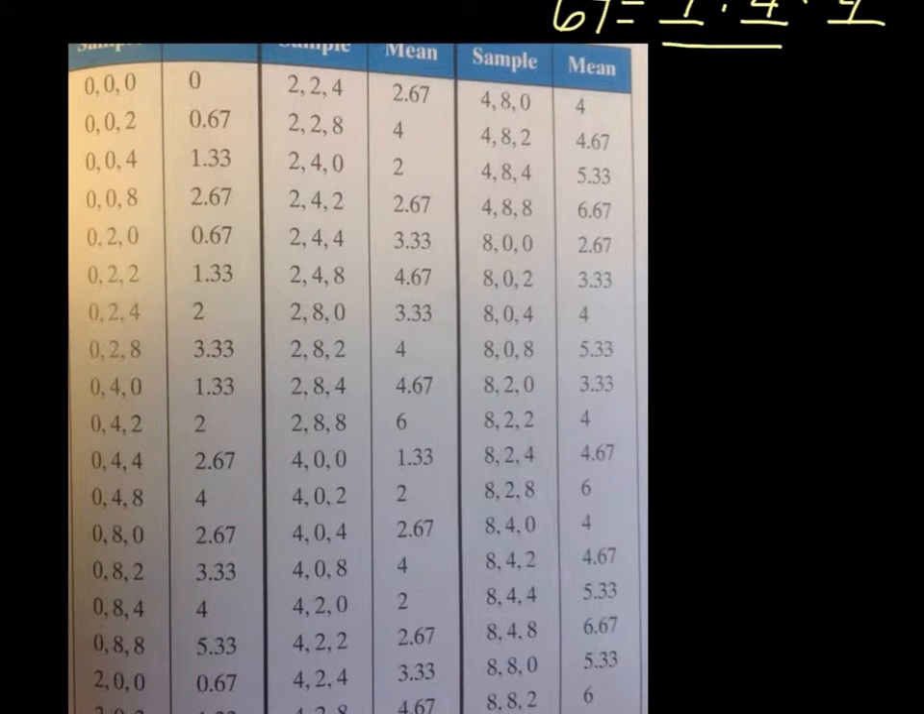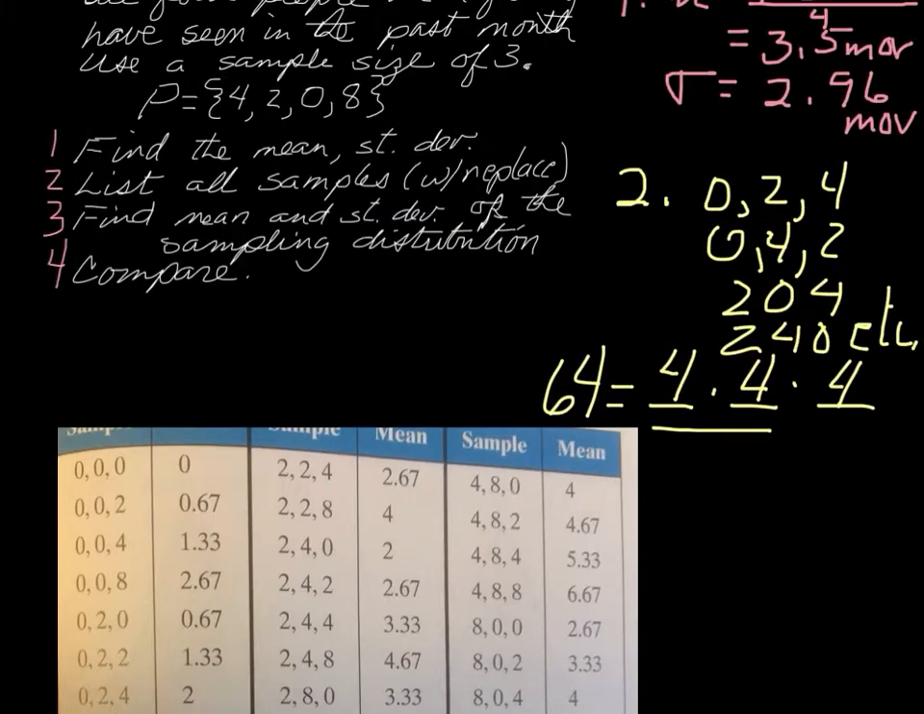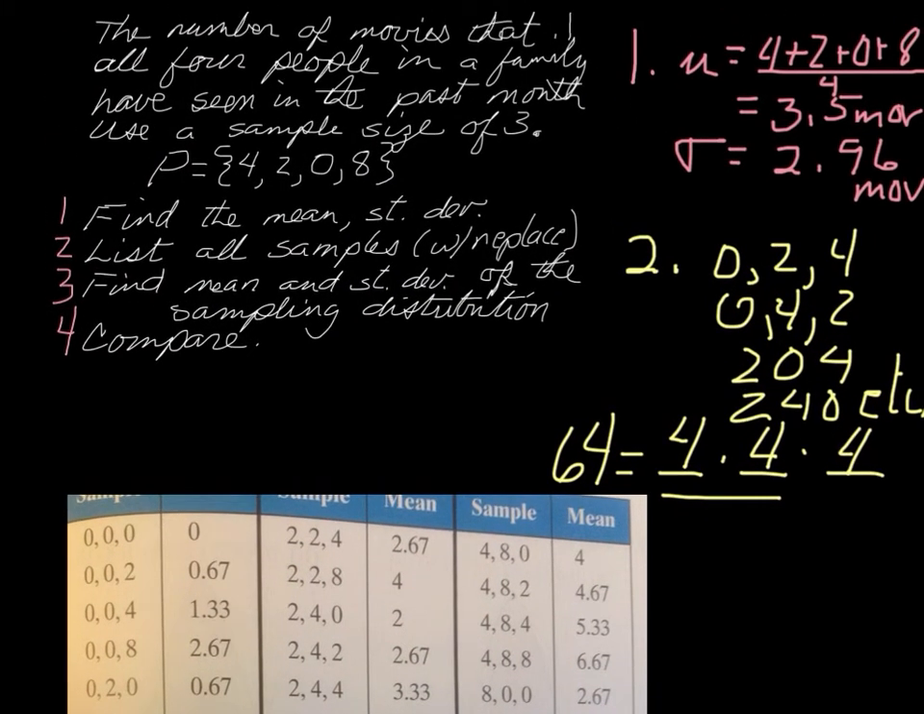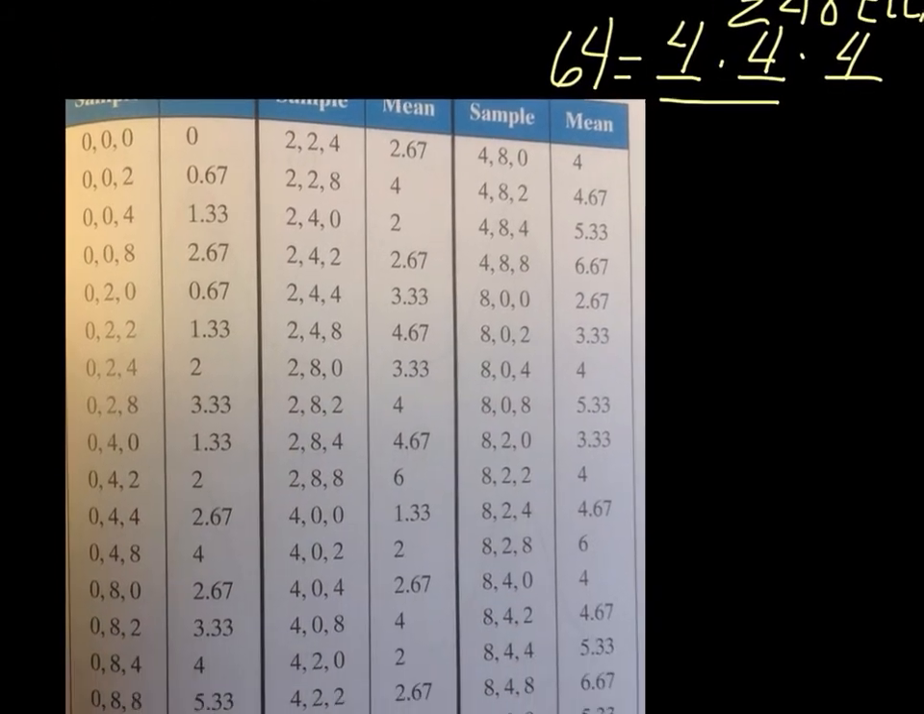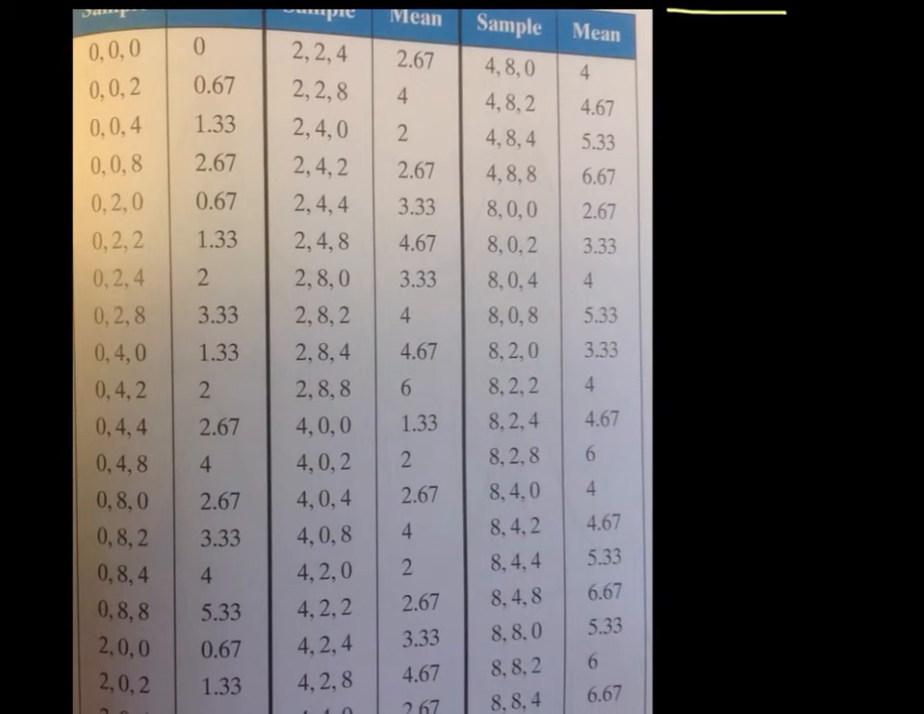What we did is we took each one of these samples. So this first one was 0 plus 0 plus 0. That's 0. I divided it by 3 and I got 0. The second one, 0 plus 0 plus 2, divided by 3 is 0.67. And so on. 2 plus 8 plus 2 is 12, divided by 3 is 4. And so forth. So I did this over and over and over for each sample.